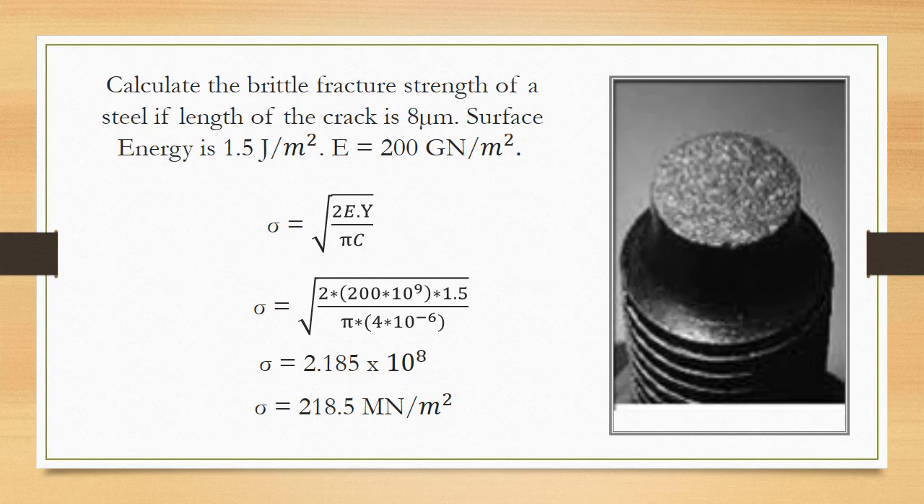Whatever the crack length is, we have to halve it and use that for C. We cannot use the same micro crack length as C. That is very important, otherwise you will not get full marks in your question. So finally, the brittle fracture strength for this case we get as sigma equals 218 meganewtons per square meter.